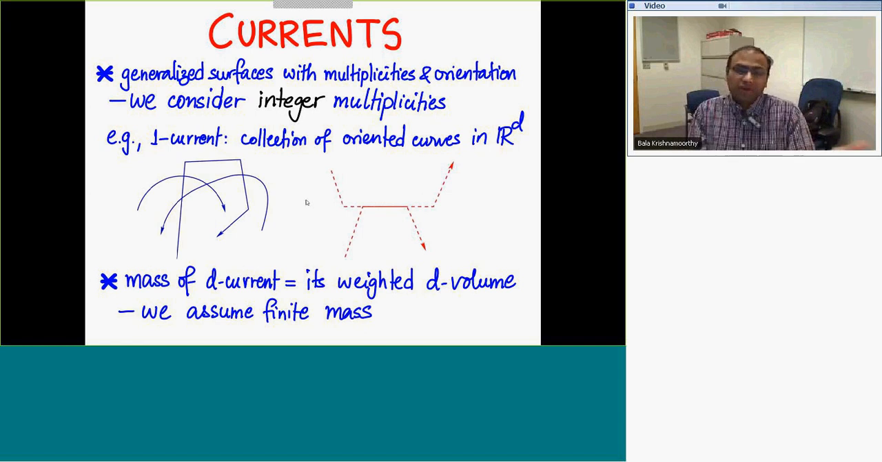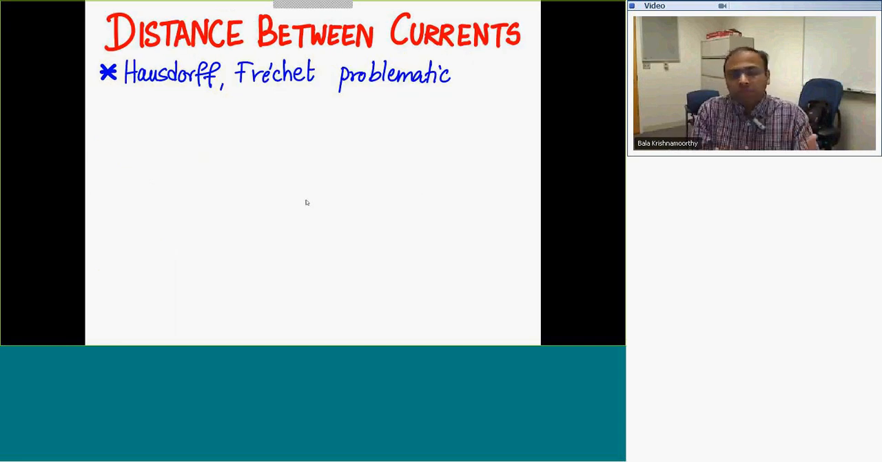The notion of mass of a d-current is its weighted d-volume. For instance, think of length for 1D currents, and for 2D currents, think of the area of the entire 2D patch. So for the objects that are studied, we want distances between such currents. A couple of choices that you might think of are the Hausdorff and Fréchet distances. For Hausdorff, you can easily come up with examples where it could be problematic. Fréchet distance is quite well studied for one-dimensional currents, at least monotonic curves. There are very efficient algorithms, and very recently there are extensions of at least some of the ideas to surfaces.